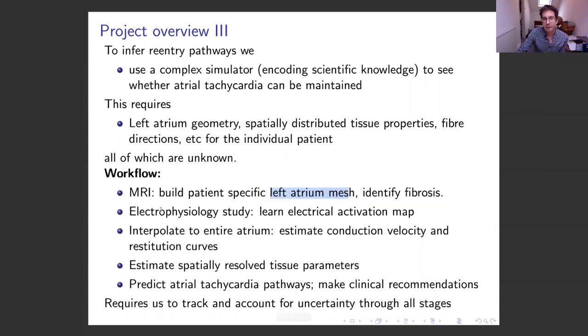Then we're going to have the electrophysiology study. When they go into a procedure, they're going to have measurements taken on the surface of their heart. We're going to learn about how the waves propagate. We're going to try and interpolate these electrical timings we have to the entire surface. From there, we're going to estimate conduction velocities. From there, we're going to estimate tissue properties. And from there, we're going to try and do simulations to guide procedures. And what we're going to want to try and do is track uncertainty all the way through these stages.